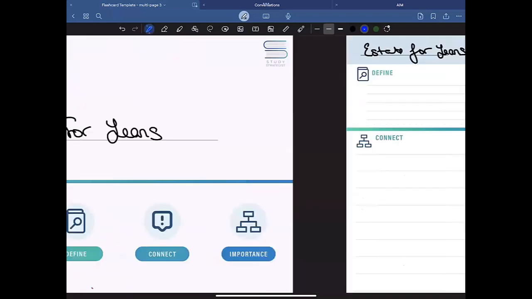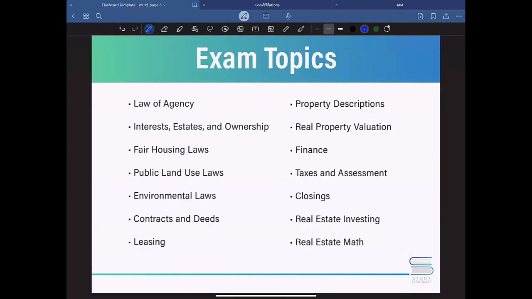That's a good point. So this is just the first page. These are some of the topics that I've broken it down into, so we'll review those really quickly. You've got agency, estates, interests, and ownerships, fair housing laws, public land use laws, environmental laws, contracts and deeds, leasing, property descriptions, real property valuation, finance, taxes and assessments, closings, real estate investing, real estate math. Now, that's not an exact science, but you can see where almost everything you learned would fall in one of those categories, correct?